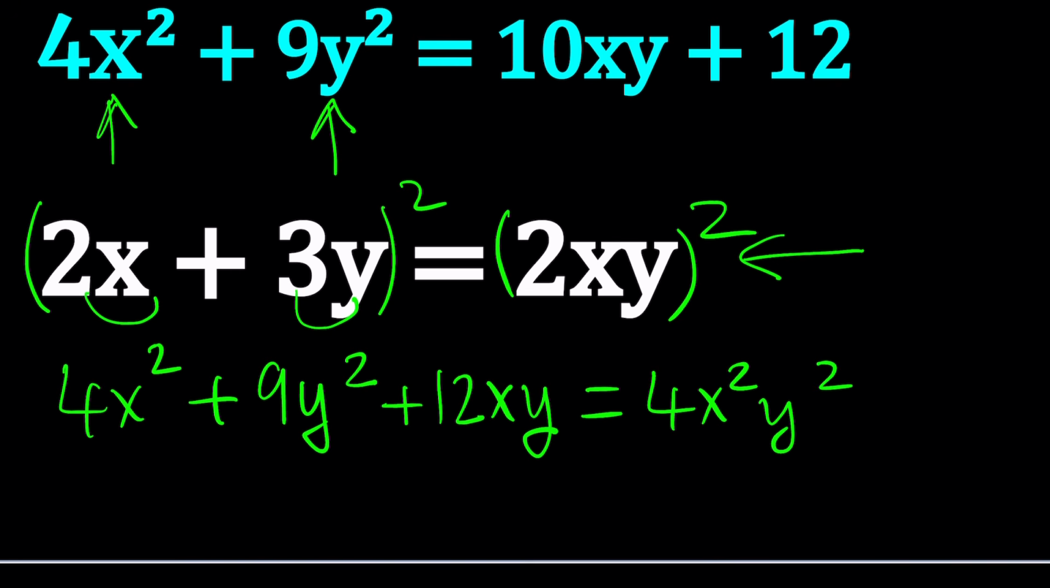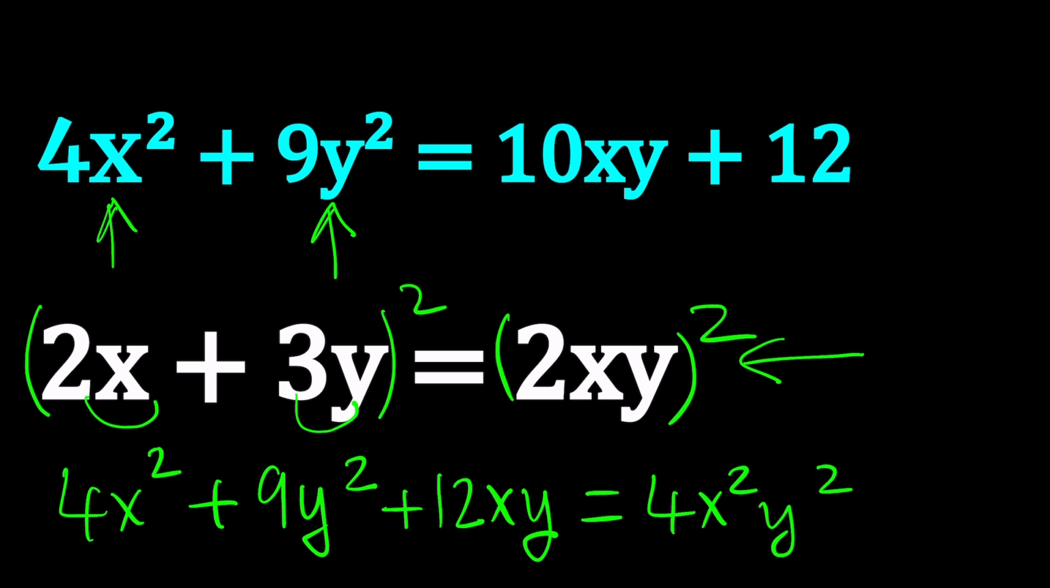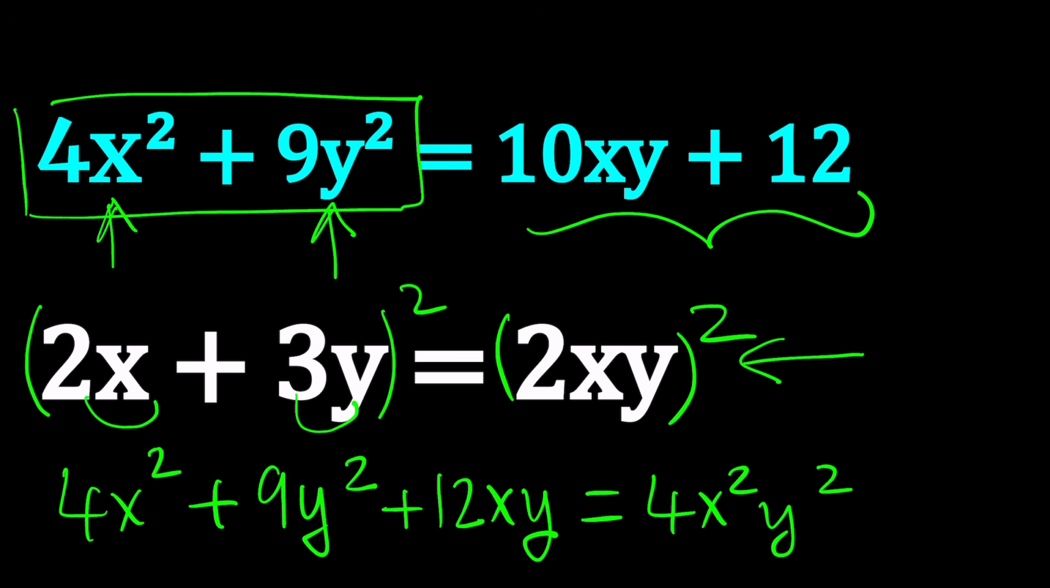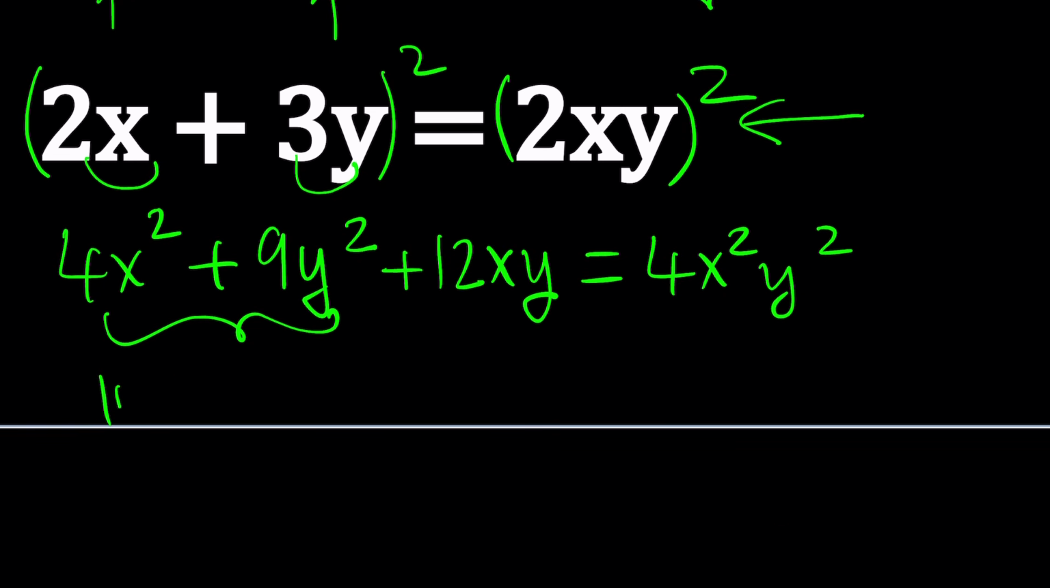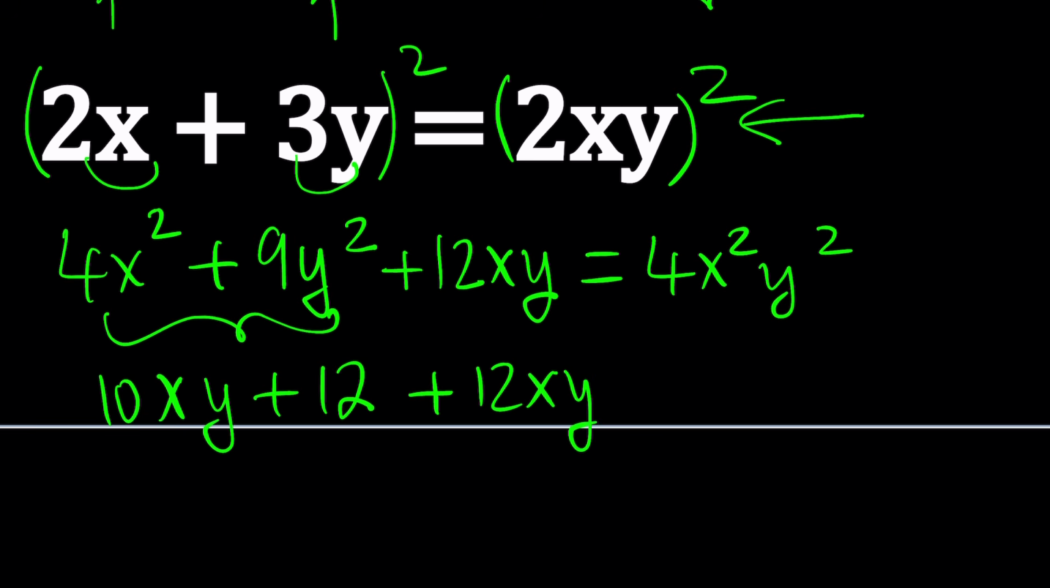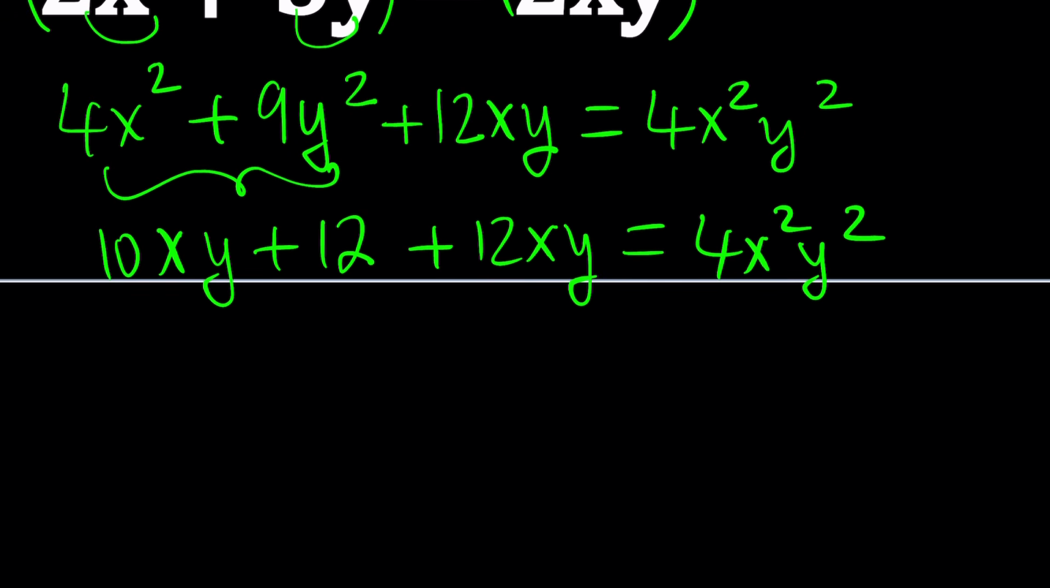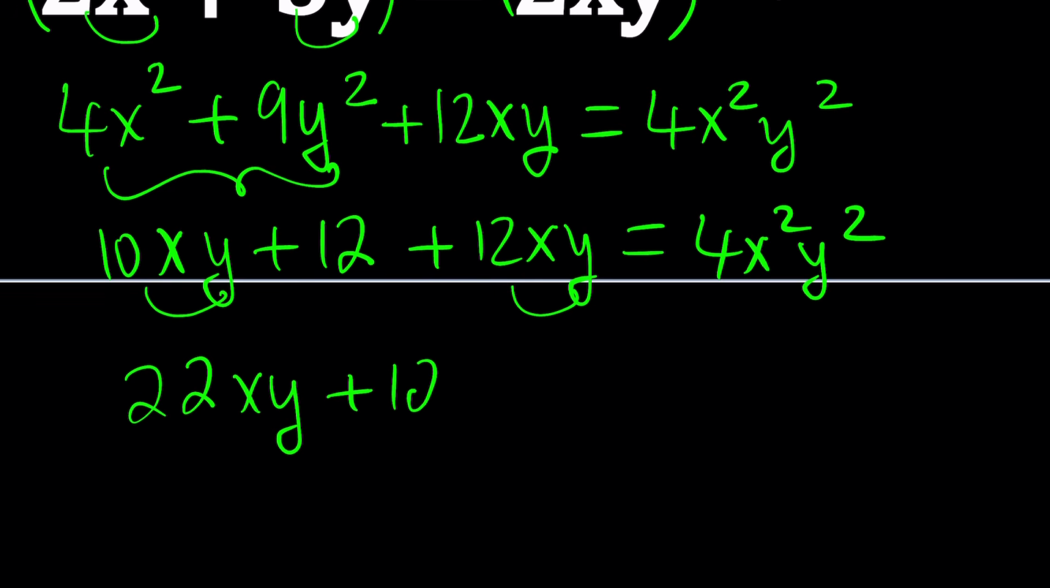Now you might be thinking, how is this helpful? Well, if you look at the first equation, you realize that 4x squared plus 9y squared can be written as this. So we can go ahead and use substitution. Let's go ahead and do that. Replace 4x squared plus 9y squared with 10xy plus 12. And then plus 12xy equals 4x squared y squared. Does this look better? Now these two are like terms. Let's go ahead and add them. 10 plus 12 is 22xy plus 12 is equal to 4x squared y squared.